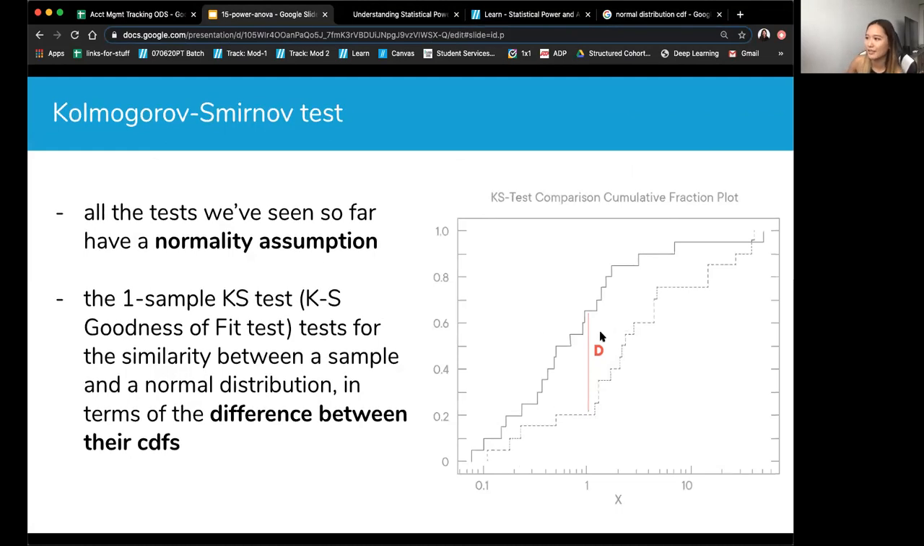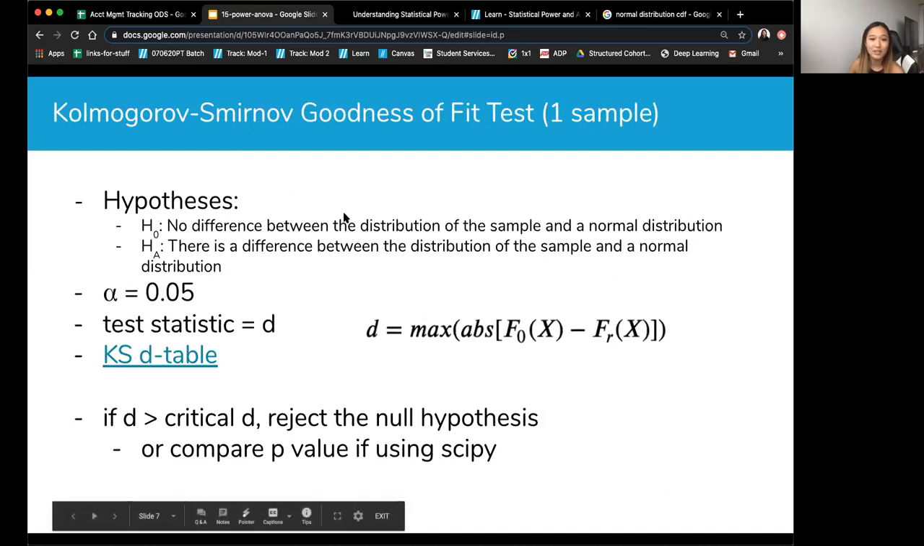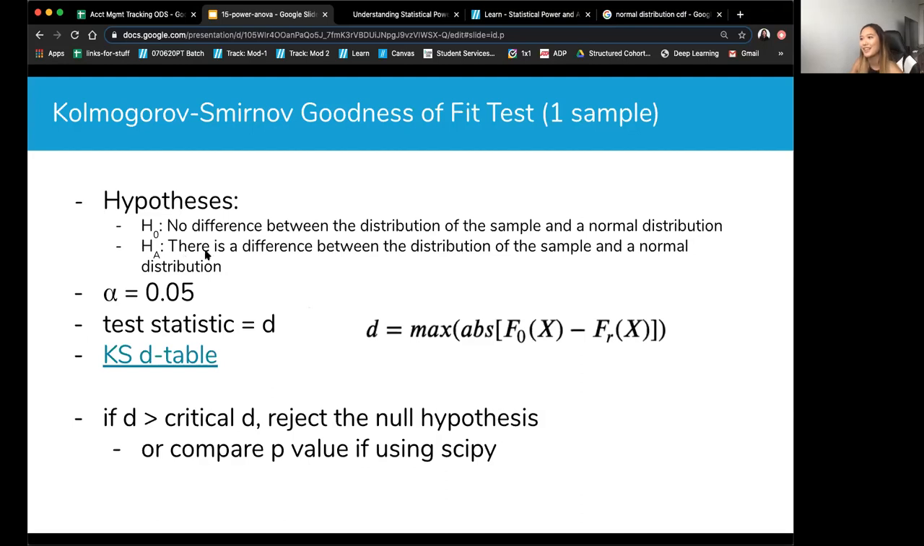All right, same steps. This is still considered a statistical test, so you still have the same steps involved. You still have your hypotheses set up, you still have to determine your alpha, and you still have a test statistic. The one-sample KS test is also known as a goodness of fit test. The null hypothesis is that there is no difference between the distribution of a sample and a normal distribution. So if you want your sample to be normally distributed, you ideally do not want to reject the null hypothesis. The alternate hypothesis is that there is a difference between the distribution of the sample and a normal distribution. As usual, we'll set our alpha as 0.05.